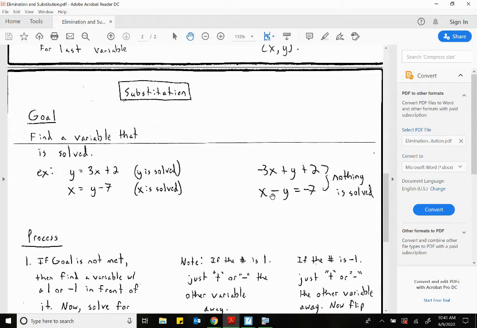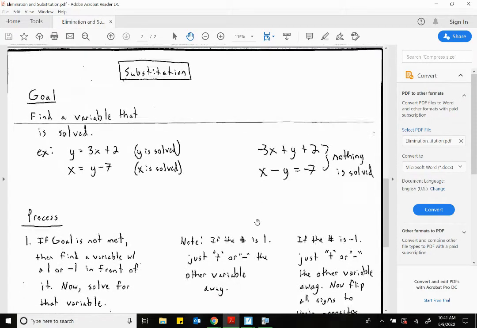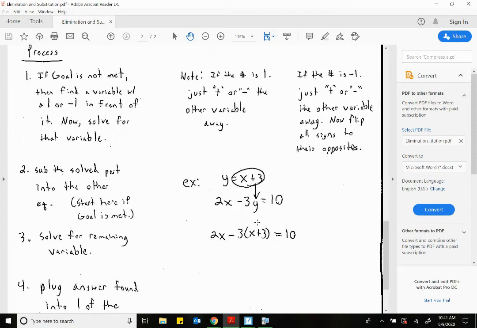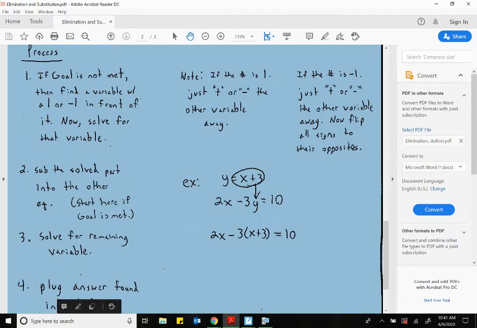Over here, if you look at these, I don't have any y equals or x equals. In fact, I don't even have an equal sign on this one. That's not even an equation, so my fault on that. My equal sign should probably be right there. But either way, it's not solved. So just like before, if the goal is met, we start at step 2. If the goal is not met, we'll do step 1.